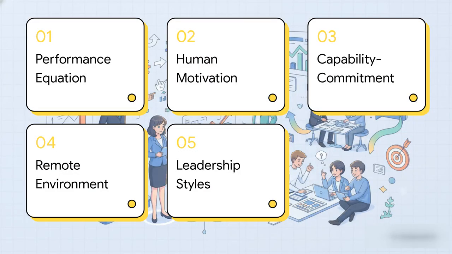Okay, so here is our agenda for today, which is going to serve as our cognitive map. 1. The performance equation. 2. Decoding human motivation. 3. The capability commitment matrix. 4. The remote environment crisis. And finally, 5. Adapting your leadership style.